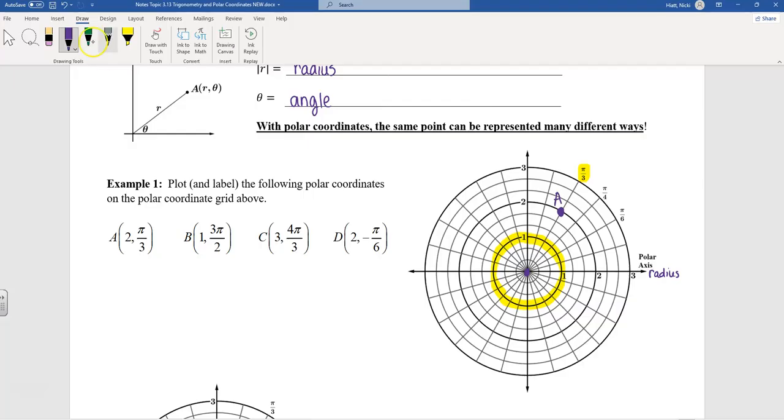So if I wanted, let me use a different color for B. If I want 3 pi over 2 to be my angle, 3 pi over 2 on the unit circle is right here, and I want a radius of 1. I'm always going to start right there at the pole, in the middle. And then you're going to go out towards 3 pi over 2, but just a radius of 1.